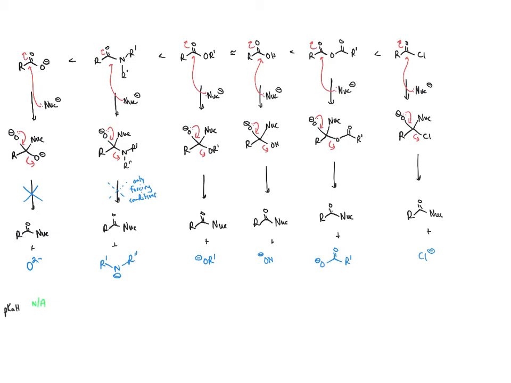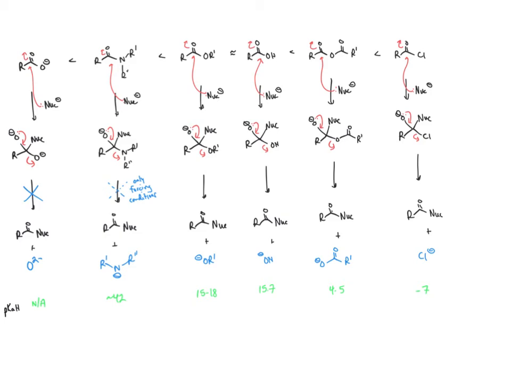The pKa-H for the amide anion is about 42. For the alkoxide, the pKa-H is between 15 and 18. The pKa-H of hydroxide, in other words, the pKa of water, is 15.7. The pKa of a carboxylic acid, or the pKa-H of this carboxylate, is between 4 and 5. And the pKa-H of chloride anion, or the pKa of HCl, is -7.